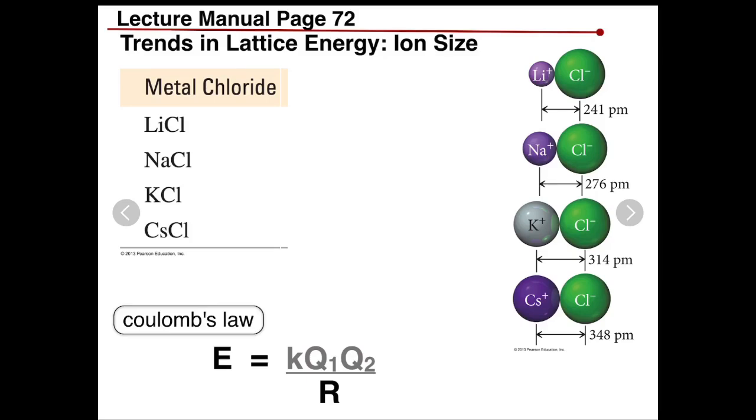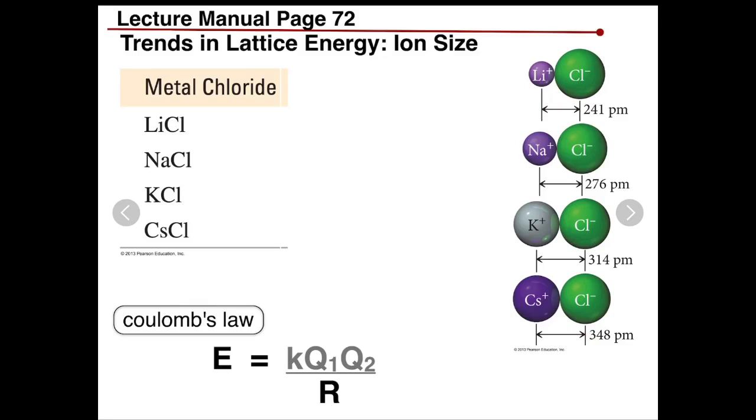If I want to talk about the size, then I have to keep the charges the same. So that's why the charges for all of these are the same: plus 1, minus 1, plus 1, minus 1, plus 1, minus 1, plus 1, minus 1. The only difference between these ionic compounds is the distance between the cation and anion. So going from smallest to biggest, this is the biggest ion size to the smallest ion size.